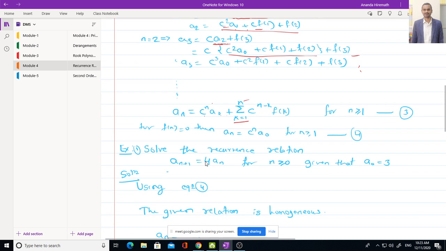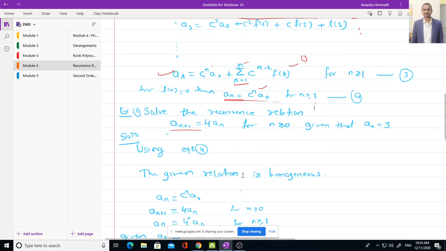Now in this equation, if f(n) is equal to 0, then a_n = c^n a_0 for n greater than or equal to 1. Now there will be some examples. Let us see what kind of examples we can get on this first order recurrence relation.